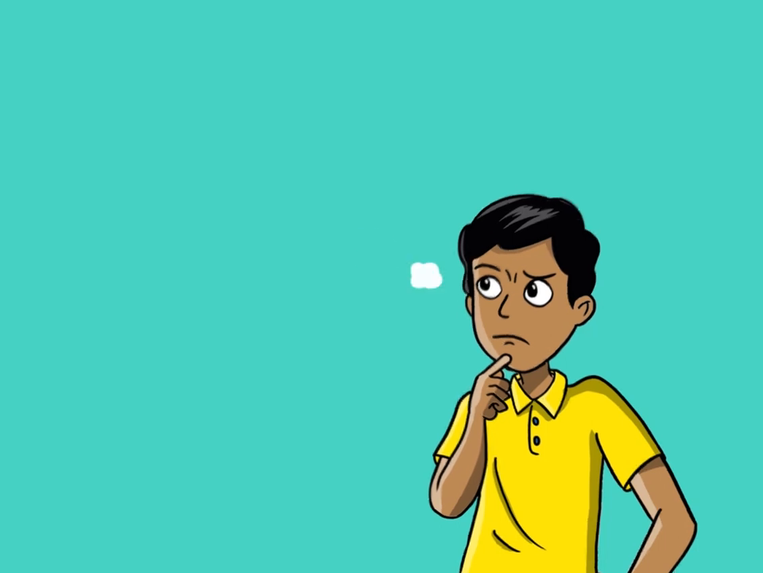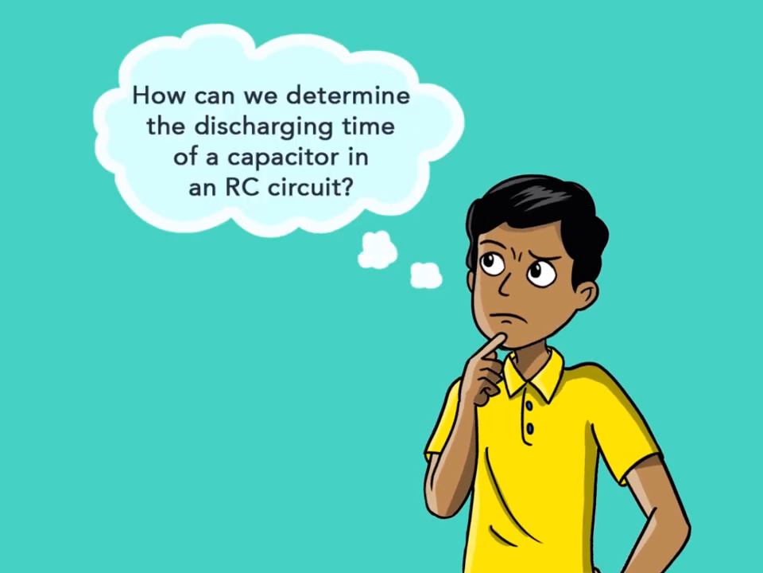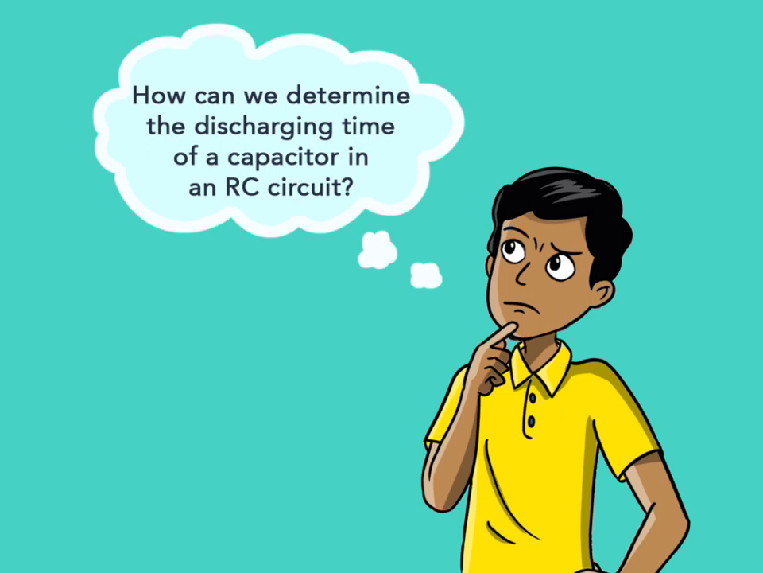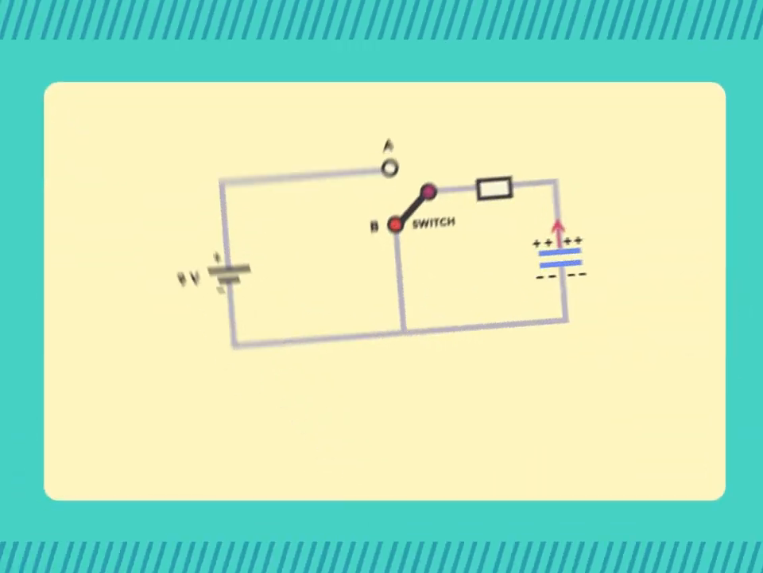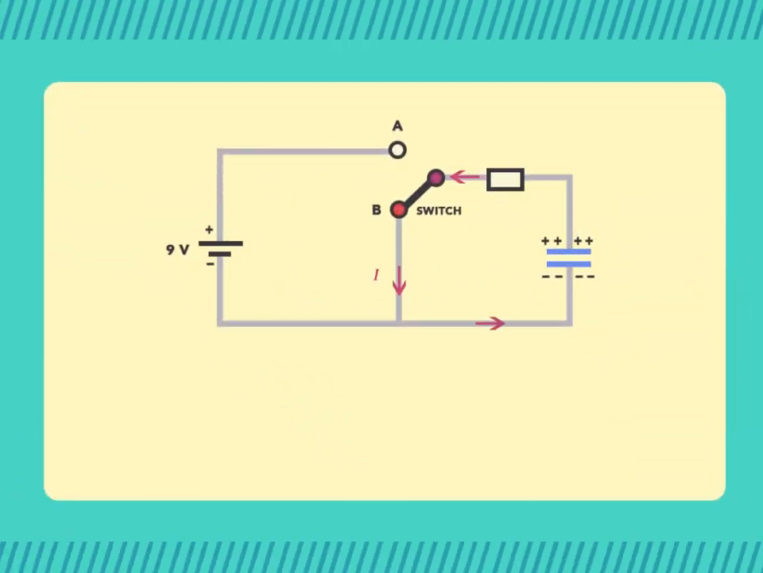If we want to determine the discharging time of a capacitor in an RC circuit, how can we do so? Let's look at this RC circuit, where a 100 kilo ohm resistor and a 100 microfarad capacitor are used.